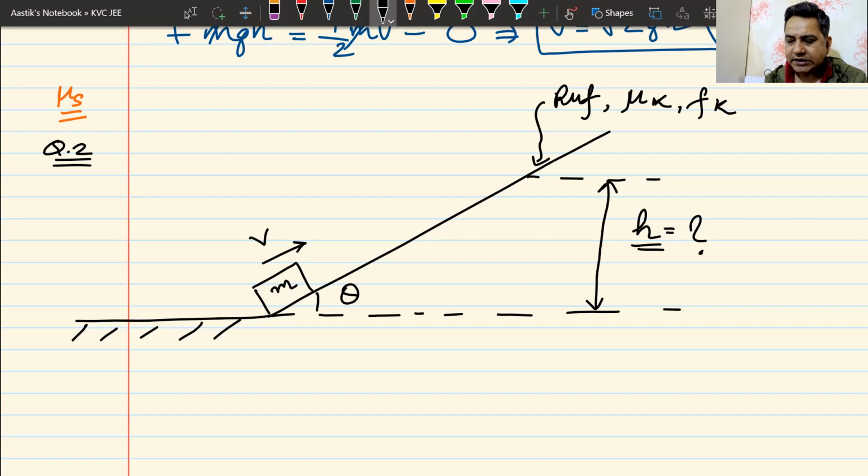Anyone with any answers, any thoughts? How will you do it? So let us assume that it reaches up till this height, h. Black is the original position, point A. Red is the position where something happens. What happens here?